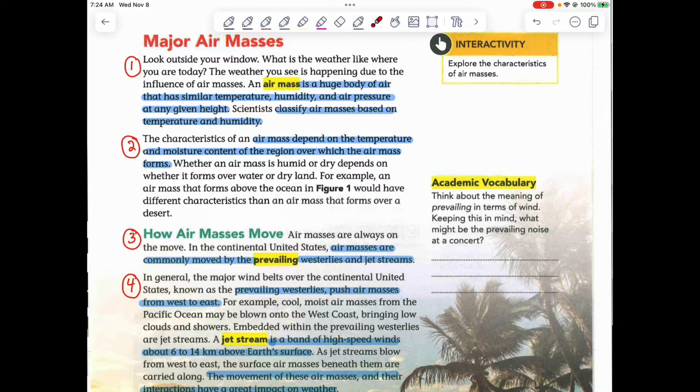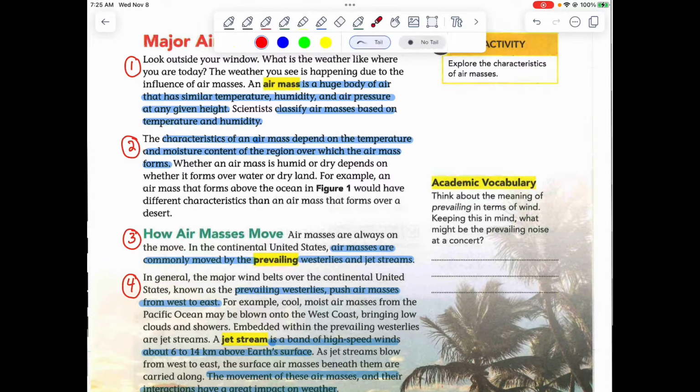In paragraph 2, I looked at it and I discovered that everything is talking about characteristics. And the characteristics, so I highlighted, is air mass depend on temperature and moisture content of the region over which the air mass forms. And I actually should really highlight, let me get my blue again. I should also be highlighting characteristics of an air mass. So if you don't have that, go ahead and put that in.